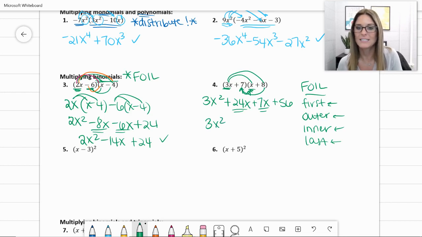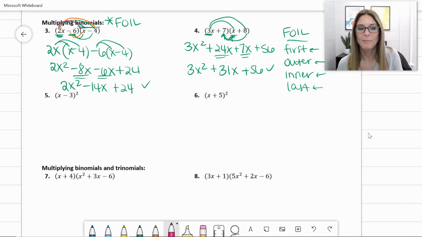Combine the 24x and the 7x to give us a 31x plus 56 final answer. Let's look now at number 5. We've got the quantity of x minus 3 squared. Now, you cannot take that squared and drop it in. Remember, squared means that the thing being squared is multiplied by itself twice. So I'm going to write it out twice, and let's do FOIL and see what comes out.